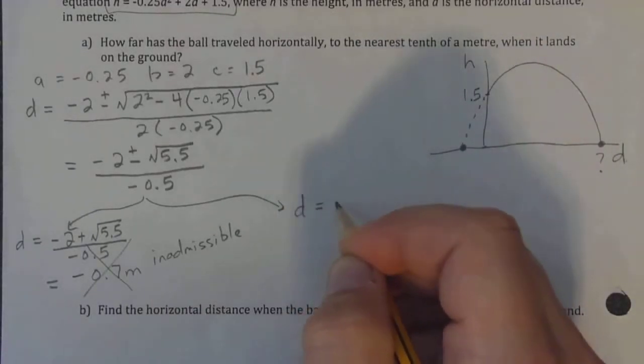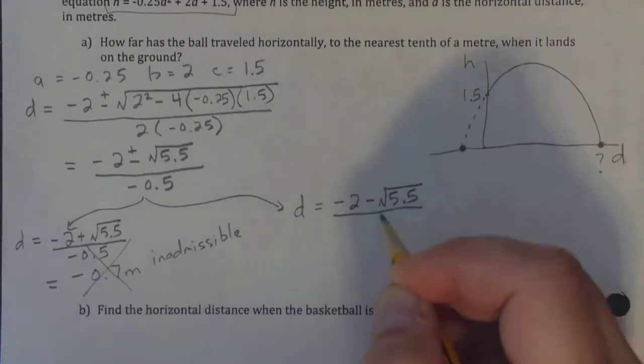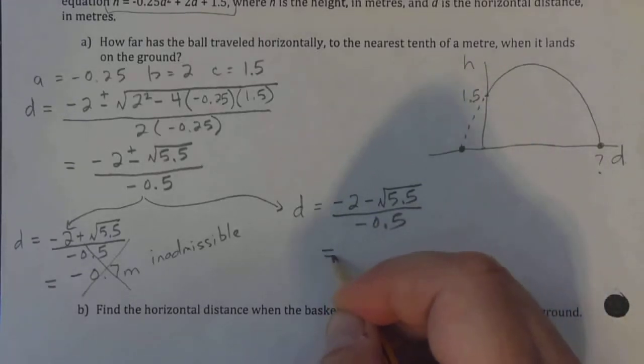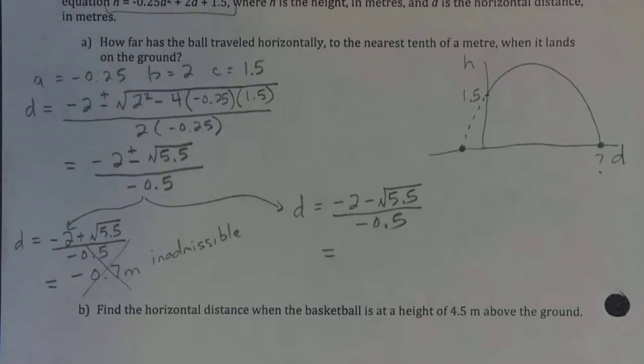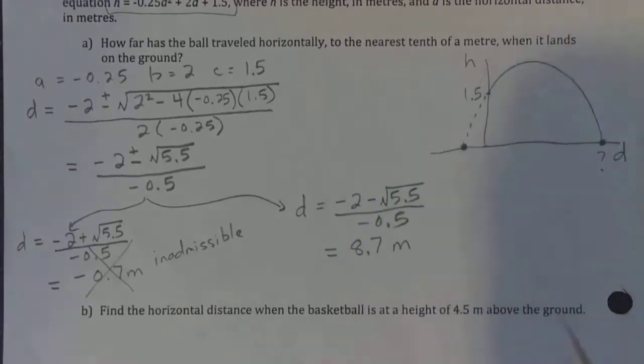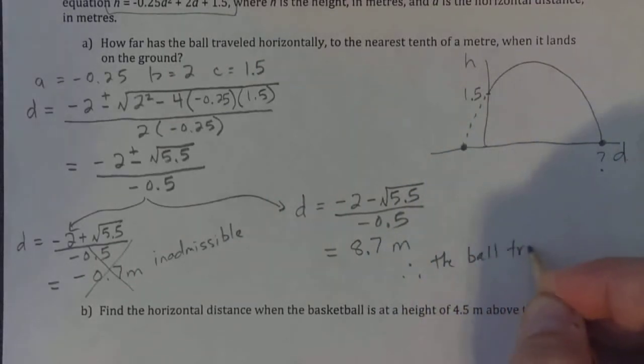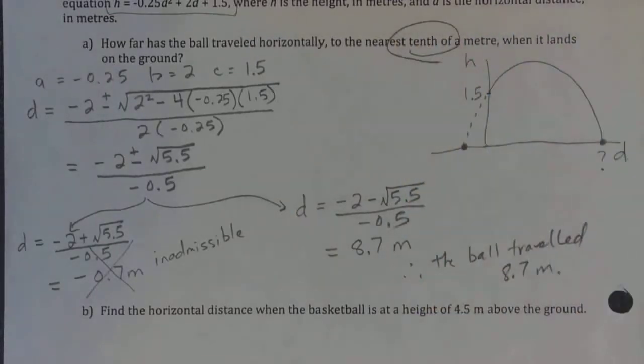On the right side, we're going to do the minus side. D is equal to negative 2, now it's subtract root 5.5 over negative 0.5. You do that with your calculator, and you get 8.7, in this case meters, which is your answer. Therefore, the ball traveled 8.7 meters. Nearest tenth. If you round it off, I'm going to take half mark off on a test. Always round your final answer. Don't round all the calculations off.